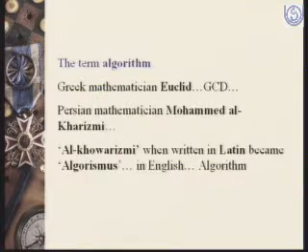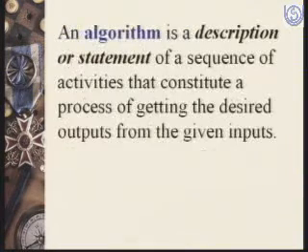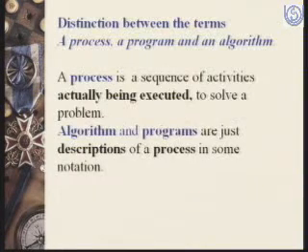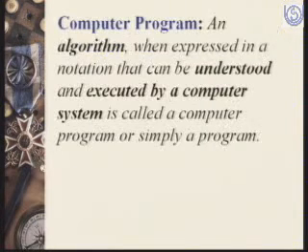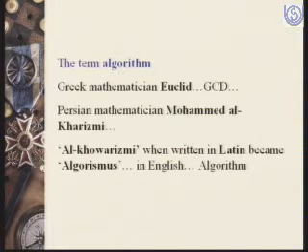Okay, but before looking at the various examples, we would like to know the origin of the word algorithm. The slide says, an algorithm is a description or statement of a sequence of activities that constitute a process of getting the desired output from the given inputs. It is a sort of formal definition. Now, it is very interesting how the word algorithm has come into the picture.